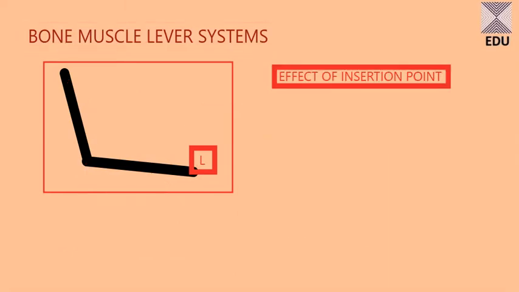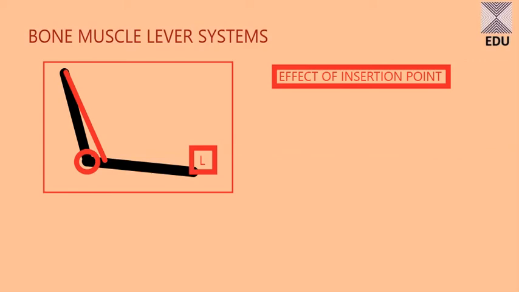Now students, we are discussing the effect of the insertion point on the tensile force generation to lift a particular load. Now I am taking again a bone muscle lever system. You can see again the 3 bones, the humerus, ulna and radius. Now we have a load L, and now we have a muscle which is very close to the point of rotation. First of all, this is the point of rotation, we all know this, and the muscle is now attached very closely to this point.